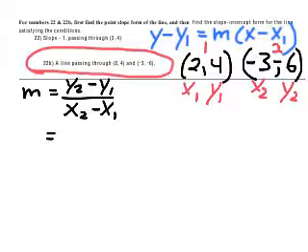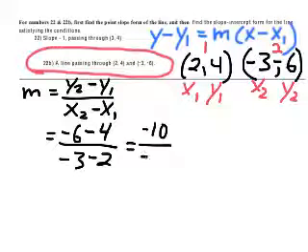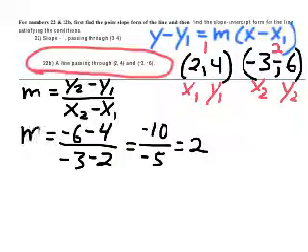So y2 is negative 6. Negative 6 minus whatever y1 is, which is 4, over x2, negative 3 minus 2. Okay, we can figure this out. That'd be negative 10 over negative 5, which equals 2. So our slope is 2. M equals 2.